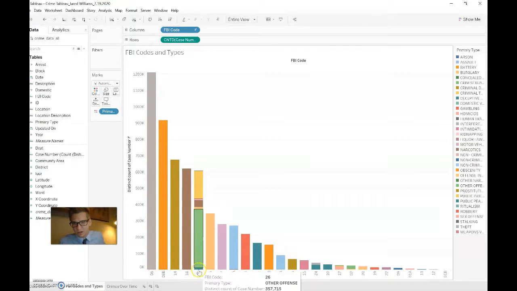So, this FBI code 26, you can actually hover over and see the different crimes that represent this, and then look at the total count of crimes. And then, some of the simpler things, you can see that theft is the biggest crime in the United States from the period of the data that was created.